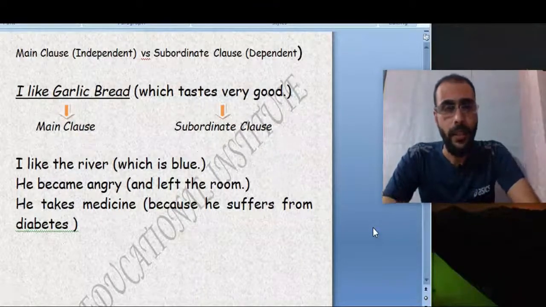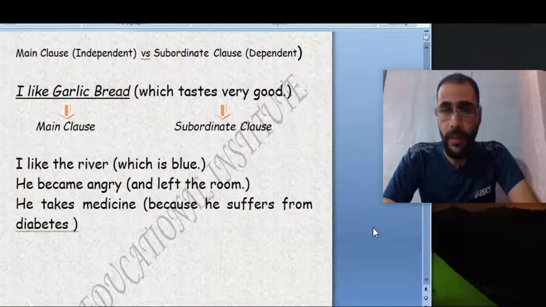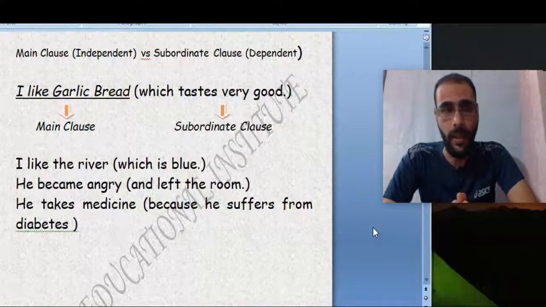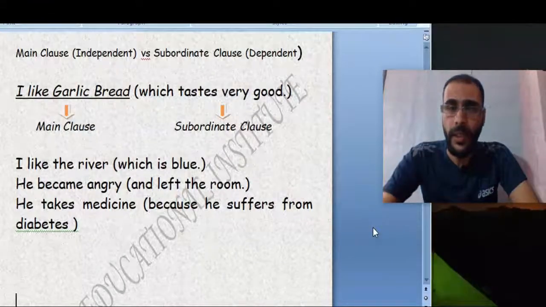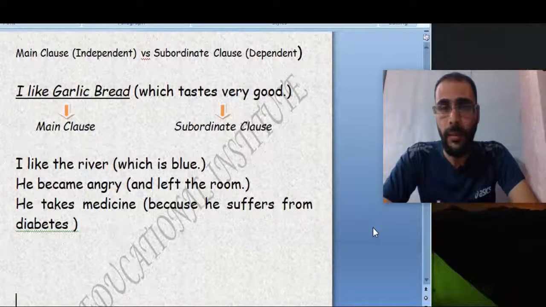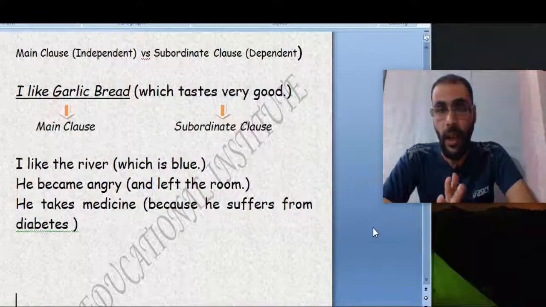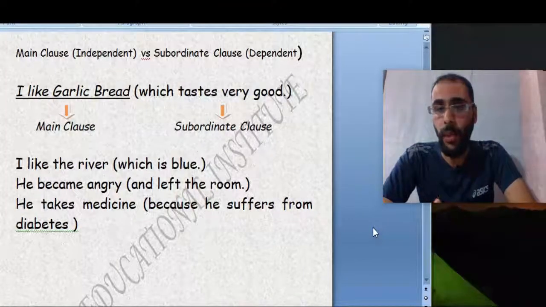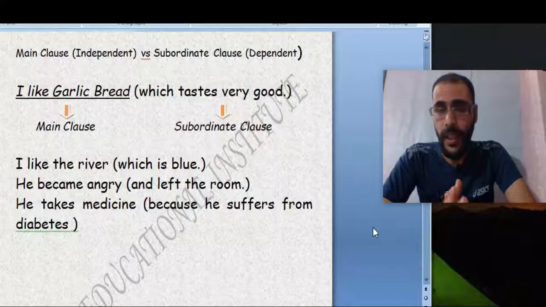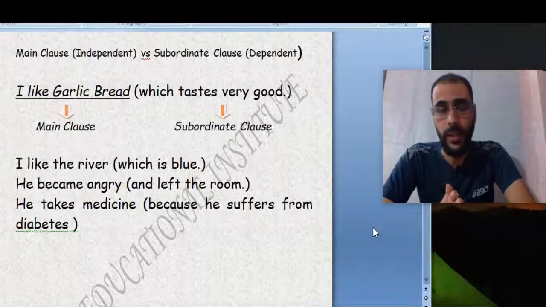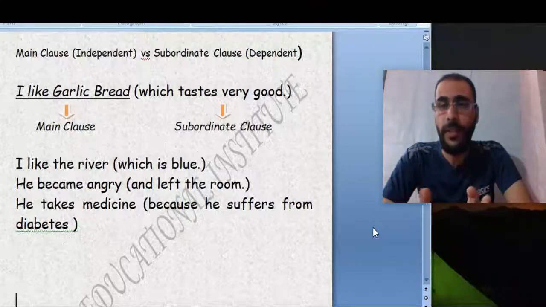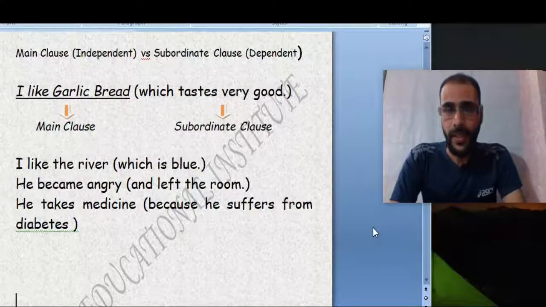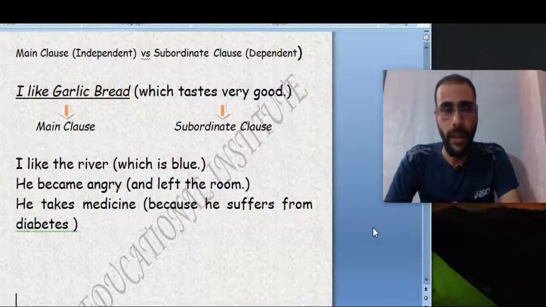अगर हम इस sentence को देखें, I like garlic bread, it's the main clause, it's independent, it can stand alone as a sentence. हम अगर rest of the sentence को मिटा भी दे तो I like garlic bread is a complete sentence. While as its second half, which tastes very good, which is the subordinate clause, it cannot stand alone as a sentence. हम अगर इसको अकेले ले लें, which tastes very good, it does not give us any meaning, so it does not stand as a sentence. That's why it's called subordinate clause.